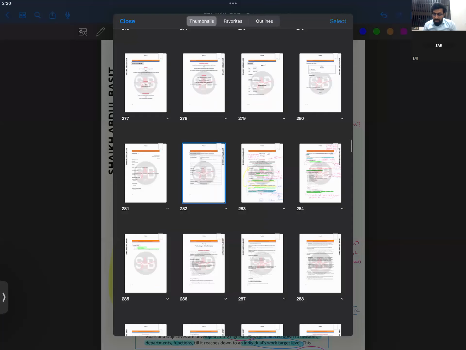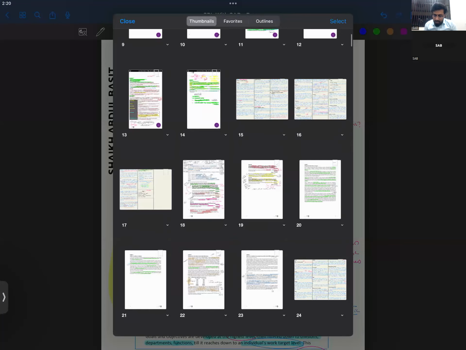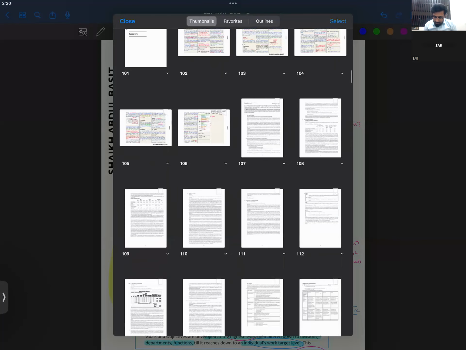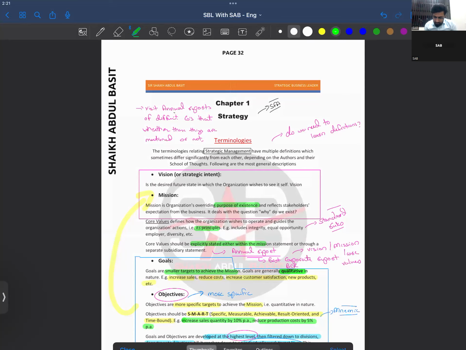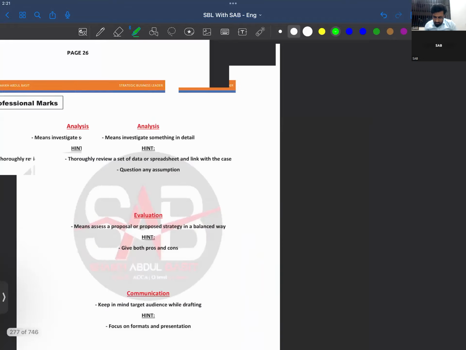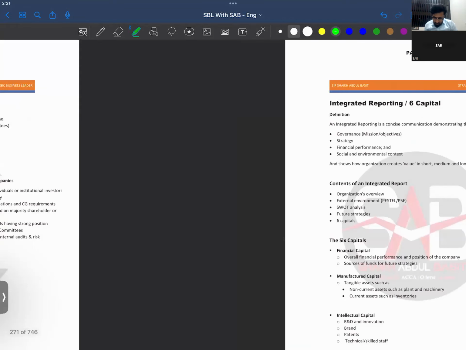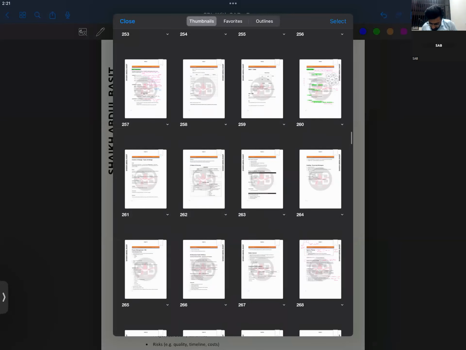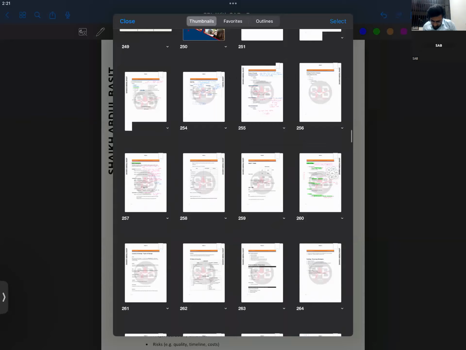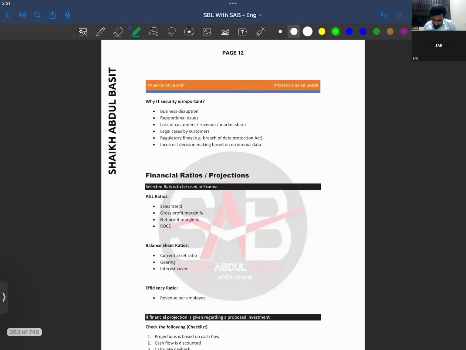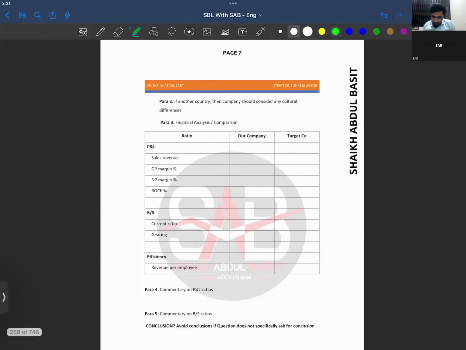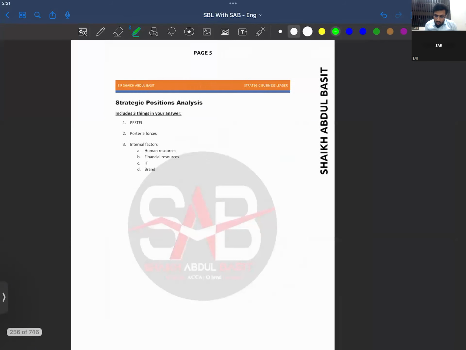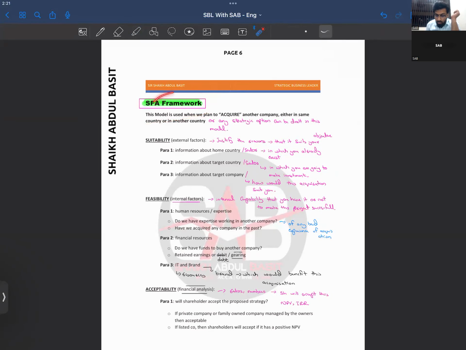We have one model also, which I have always taught while attempting the past papers. I remember, let me open that. Yeah, this SFA framework. So I've taught this model. This also pertains to strategy. Guys who don't have this book, kindly download it from LMS. It's uploaded on LMS, right? This model is used to acquire another company and all that.